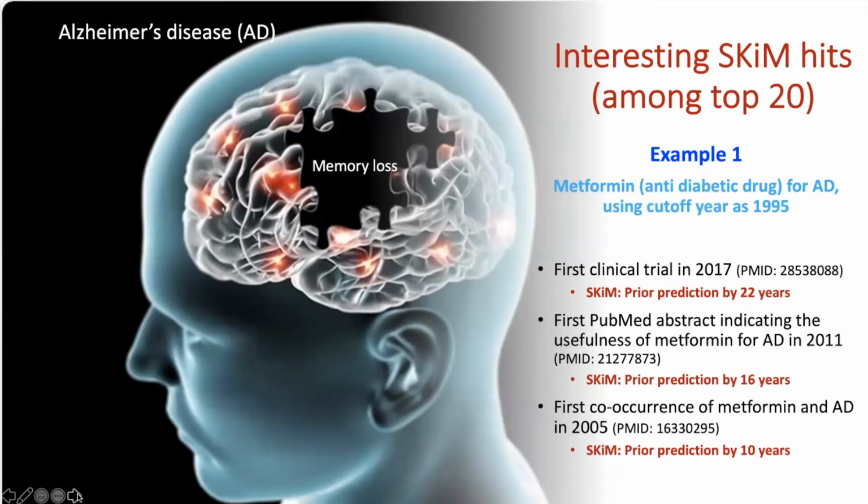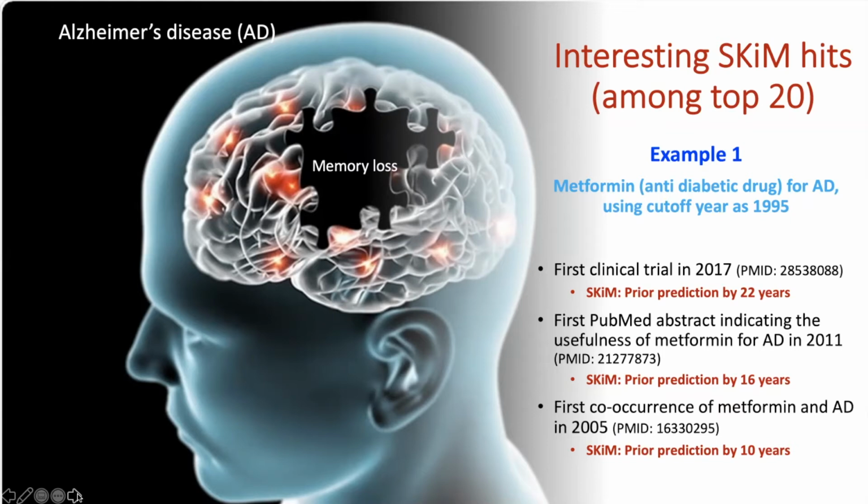We got very interesting hits. I'm going to show only 3 examples. So the first one is Alzheimer's disease. We repurposed drugs for Alzheimer's disease. So the A term is Alzheimer's disease. The B term is a list of phenotypes and symptoms. Then the C term is a list of drugs.